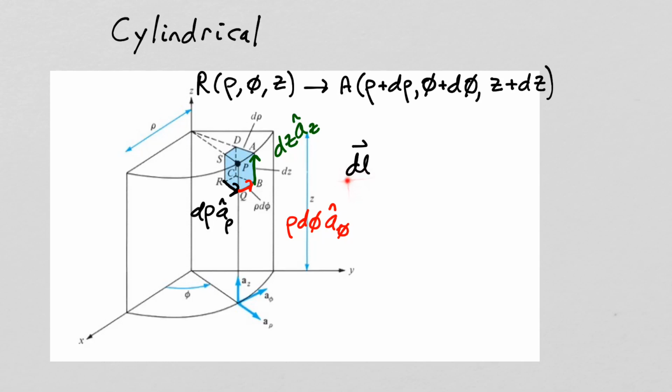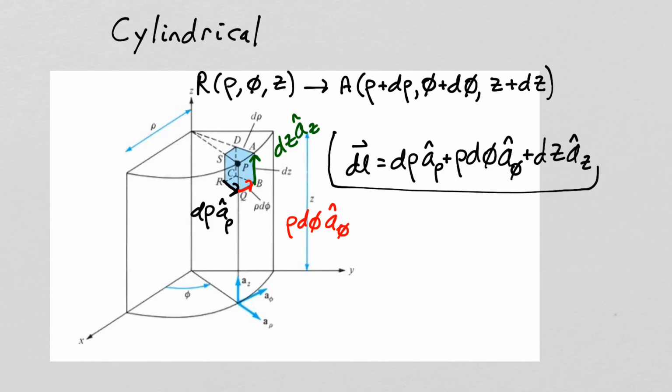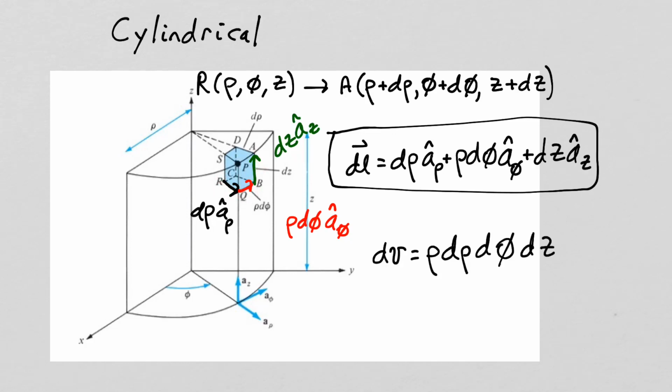So our length differential dl is the vector that's going to point from R to A, so it will just be the vector sum of these three differentials. So here is our differential length in cylindrical coordinates. As we go to differentials and this box gets to differential size, we can essentially treat it as a cube, so the differential volume will just be the product of the three sides. So our differential volume in cylindrical coordinates is rho d rho d phi dz.